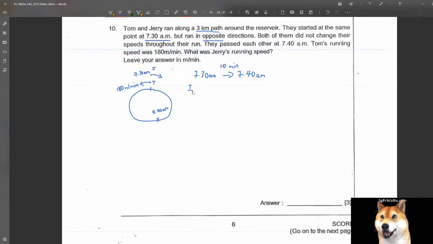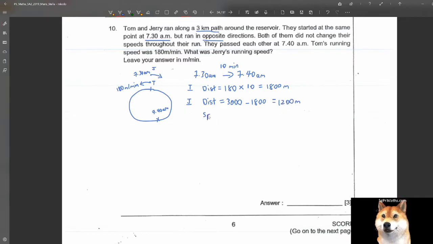Then we look at Tom first. Tom's distance would be equal to speed times time. Speed is 180 meters per minute times time, which is 10, gives you 1,800 meters. Then for Jerry, the distance will be equal to, so Tom covers 1,800. The whole thing is 3 kilometers or 3,000. That means this will be the distance traveled by Jerry. 3,000 minus 1,800 gives you 1,200 meters.